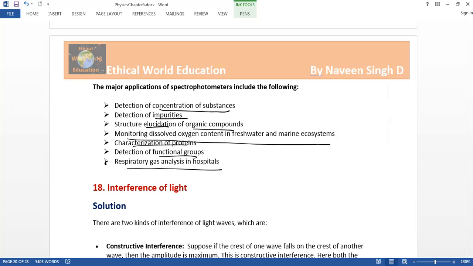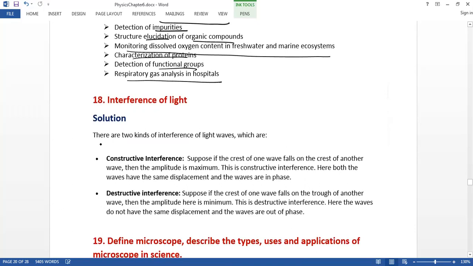Let us move on to the next topic, that is interference. So let us discuss the interference of light and understand the meaning of interference. I'll write the definition of interference. The definition of interference is: it is a phenomenon.